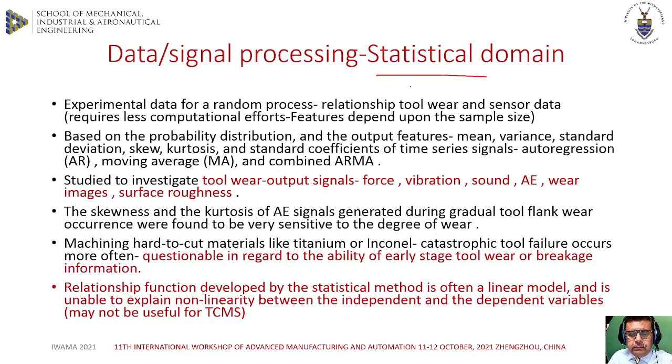Statistical domain. Extensive work has been done in this domain. Experimental data is used to generate regression models, and these are used in industry extensively. But over the years, the interest of researchers is declining in this domain. The reason is that the statistical methods are mostly linear models, and they are unable to explain non-linearity between the independent and the dependent variables. So these are not good candidates for tool condition monitoring systems.